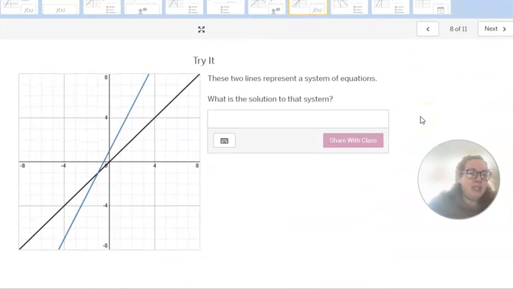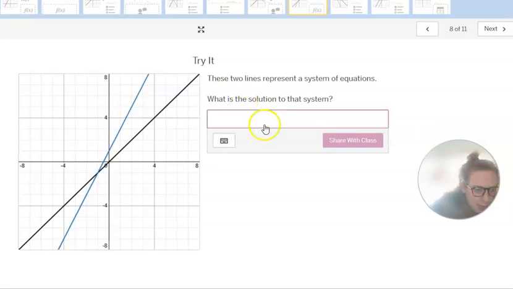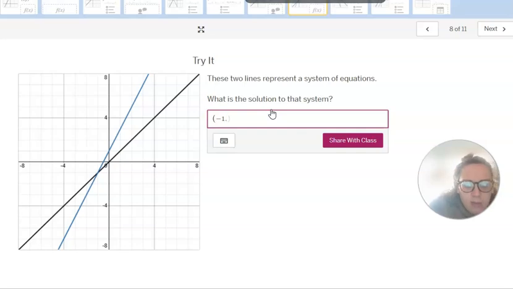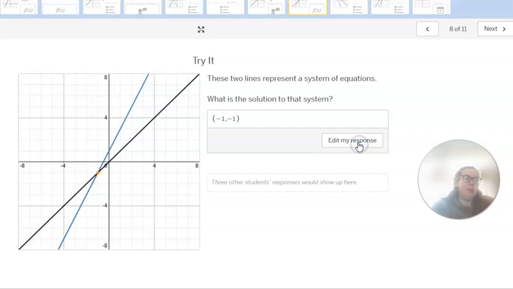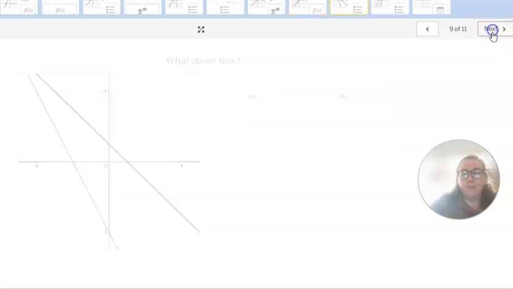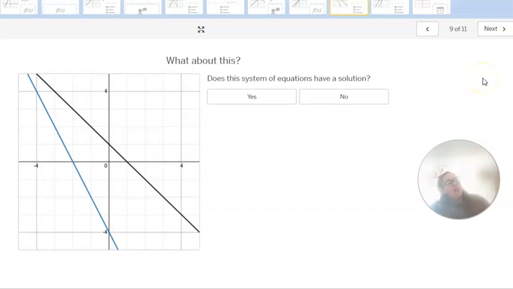These two lines represent a system of equations. What is the solution? So these two lines, they do intersect here. We see X marks the spot. What is that coordinate? Our x value is -1. Oops. And our y value is also -1. So it's the point (-1, -1). When we plug that in, you should see that dot appear right where that intersection is. That's how we know we did it correct. Slide 9 when you're ready.